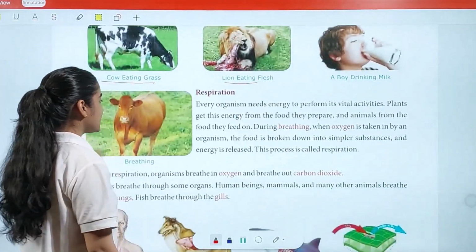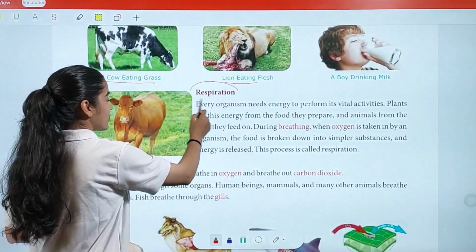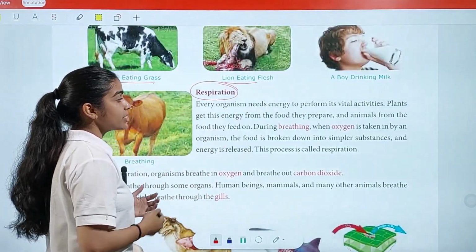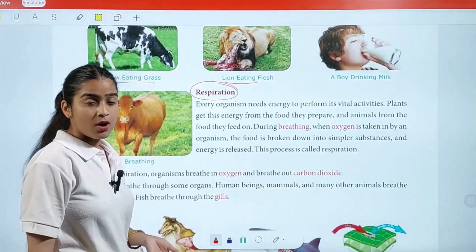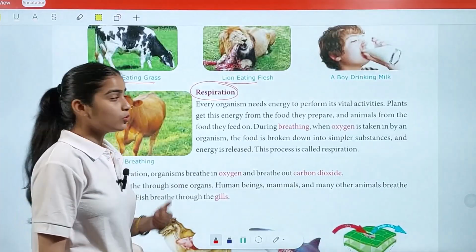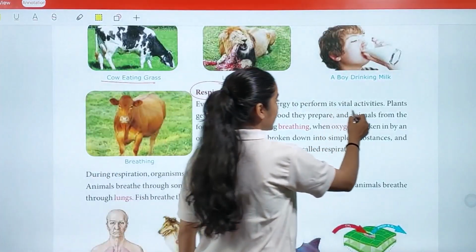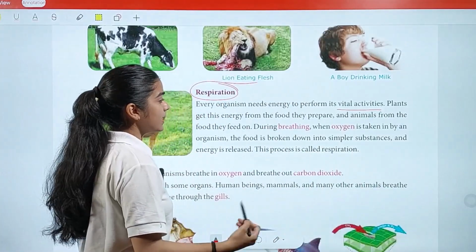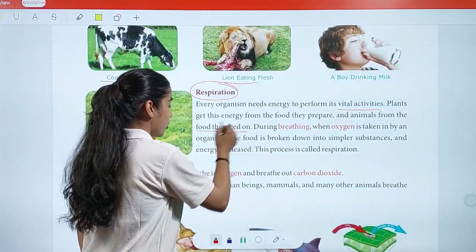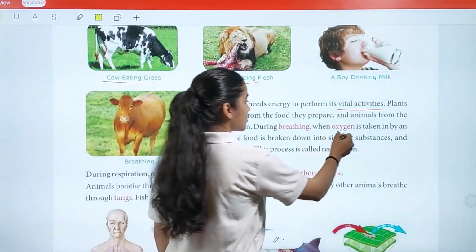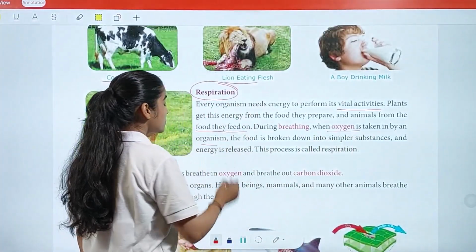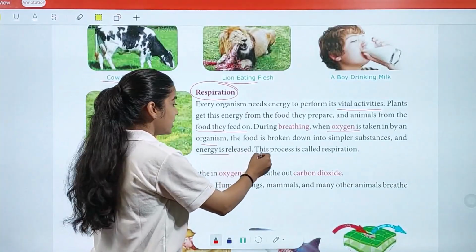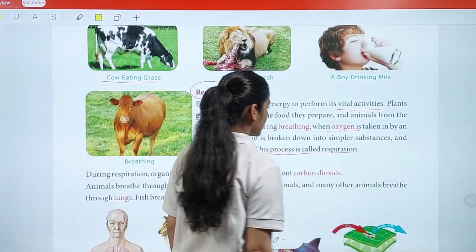Okay, the next characteristic we have is respiration. Every organism needs energy to perform its vital activities. We already know why we need food: to do our vital activities. Plants get this energy from the food they prepare, and animals from the food they feed on. During breathing, when oxygen is taken in by an organism, the food is broken into simpler substances and energy is released. This process is called respiration.